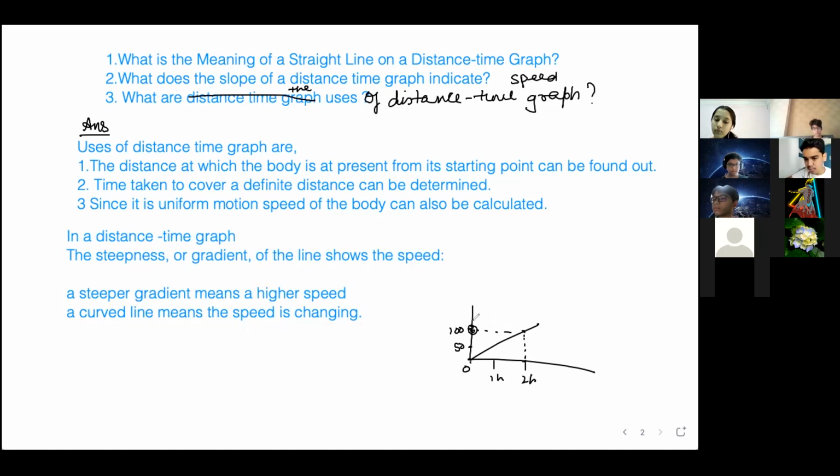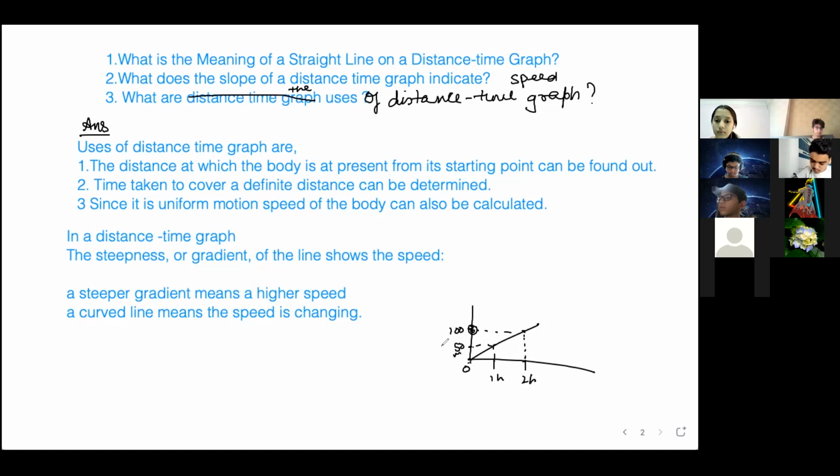Understood? So it can tell you the distance covered in a particular time, or from the starting point, after starting point in this much time it has covered this much distance. In 1 hour it covered 50 meters. Is it clear? Yes. Understood? So distance can be given from the graph. It shows you the distance covered. It shows you the time taken to cover.